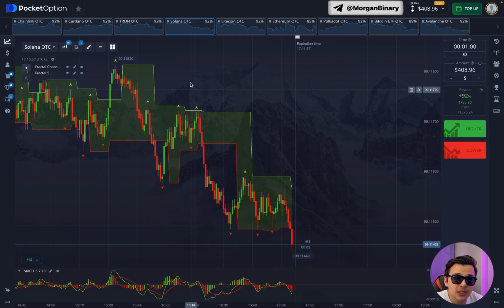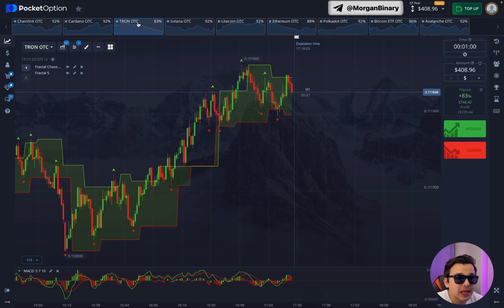Let's open one more position with the maximum balance amount, and I will take one more risk. Let's continue and choose the next asset.